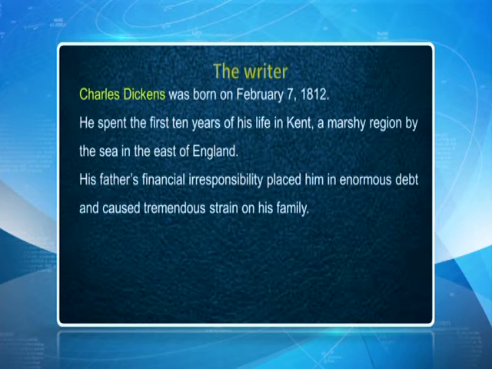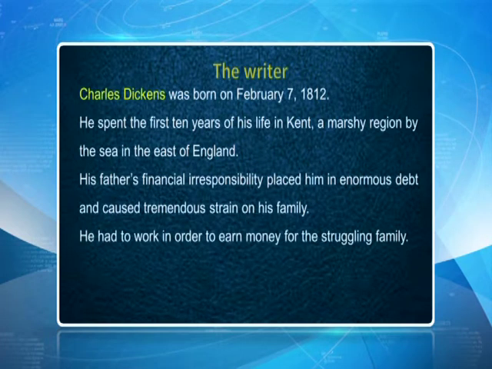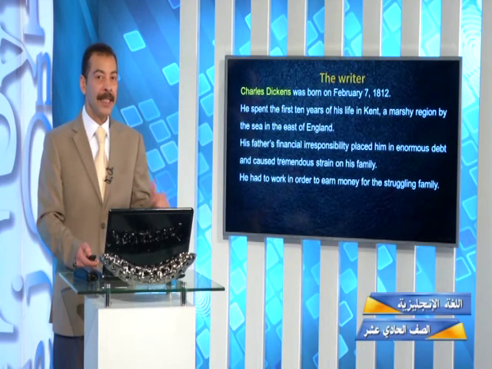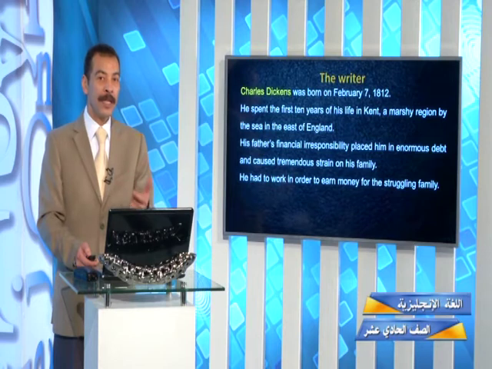This shows that his father did not manage his finance wisely, and finally fell into troubles and ultimately had to go to prison. This will also be clear in the story. He had to work in order to earn money for the struggling family. As you notice, these things about the writer will be similar to the events in the story.